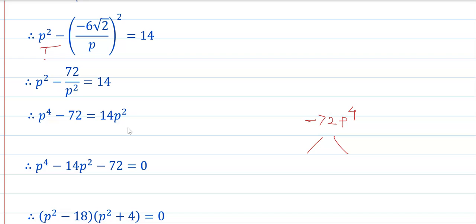Okay, now what about this middle term? The middle term is minus 14 p square. Now see how the terms are.